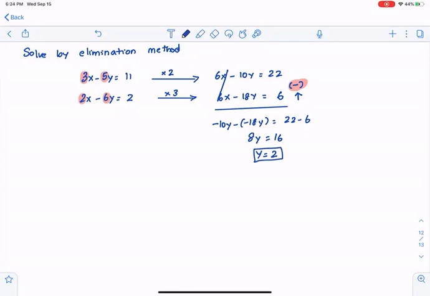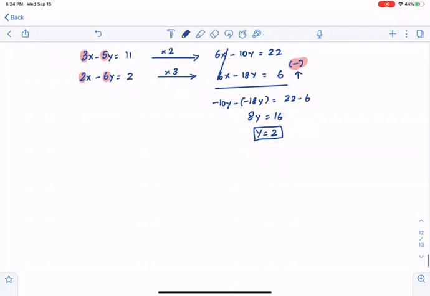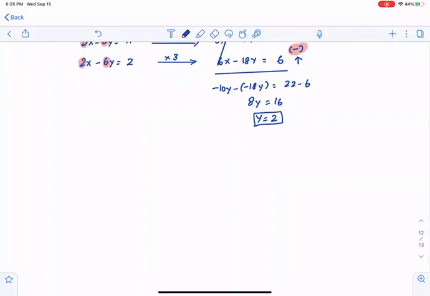Now I take that 2 and plug it in one of the two equations. In this problem, it doesn't matter. Both of them kind of look equally complicated. So I'll go with the second one. So 2x minus 6 times 2 equals 2.